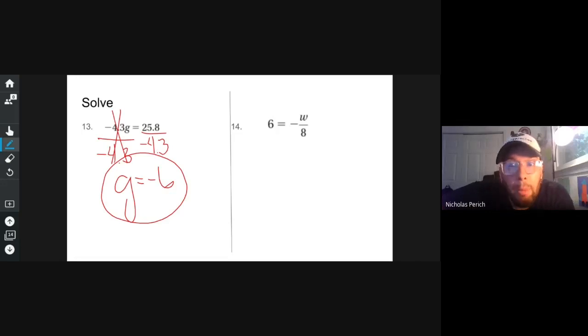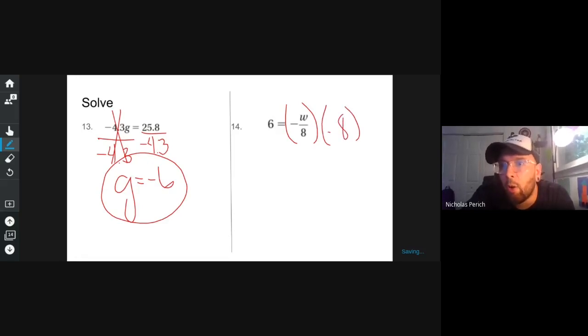Is W all by itself? No. What's in the way? Negative and an 8. But 8's being divided. How do I get rid of divided by 8? You multiply it, of course. And since this whole thing's negative, I want to throw the negative out there too. So I'm going to multiply both sides by negative 8, and that cancels out. On the left, I have negative 8 times 6, which is negative 48. And on the right side, I have W.